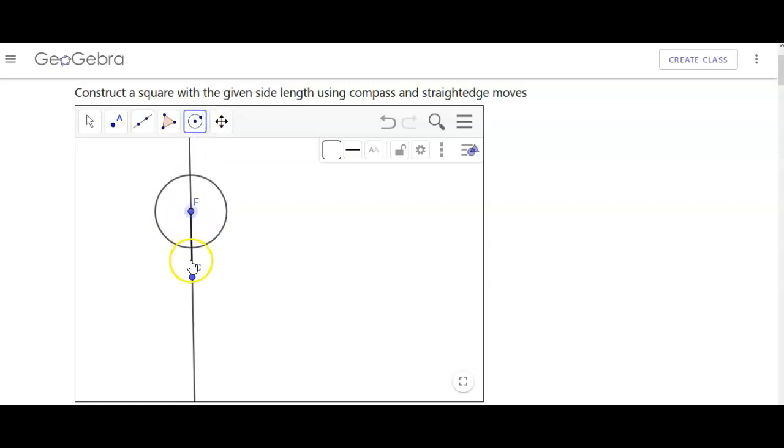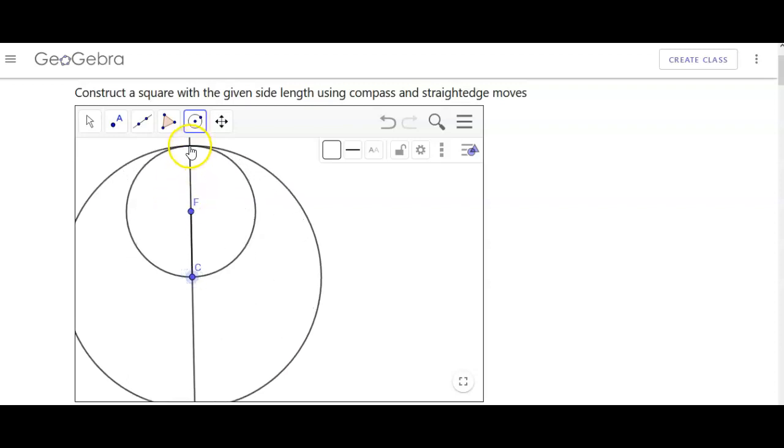So if you just create a circle at F and make it go to C, you're creating another circle that goes back across, because what you want to do is bisect this segment right here. So I'm just going to take a segment this time, and I'm going to create this one right here.